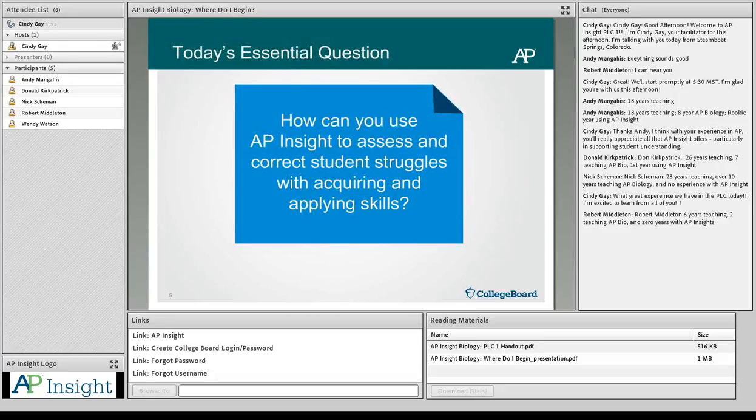And so AP Insight really focuses on challenging content and skills, providing resources and tasks that are designed to improve students' knowledge and skills, as well as correct student misunderstandings so that they can be successful on the exam. And so the question that we're going to talk about throughout this evening is really, how do we use AP Insight in our classroom to achieve these goals?